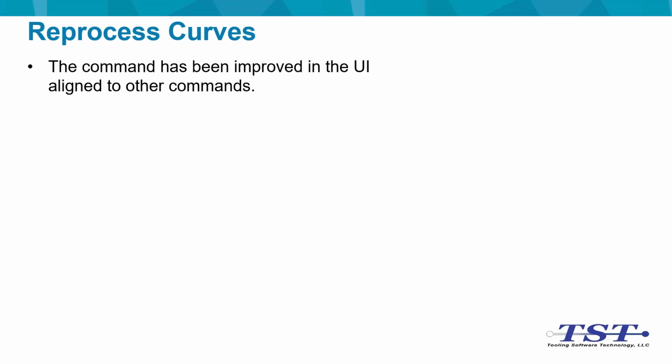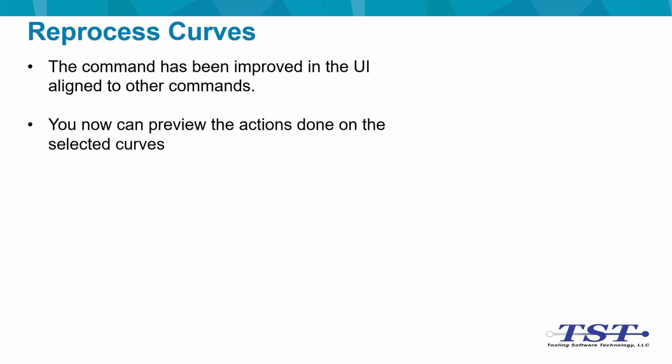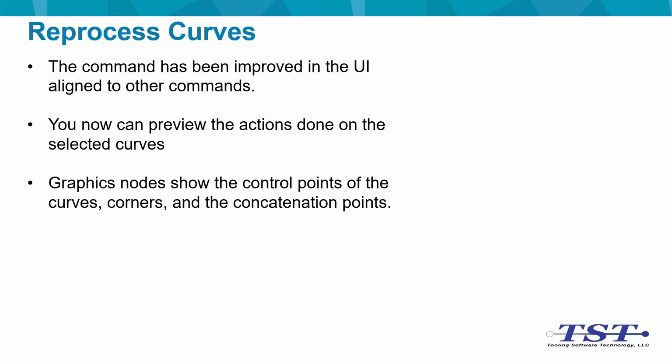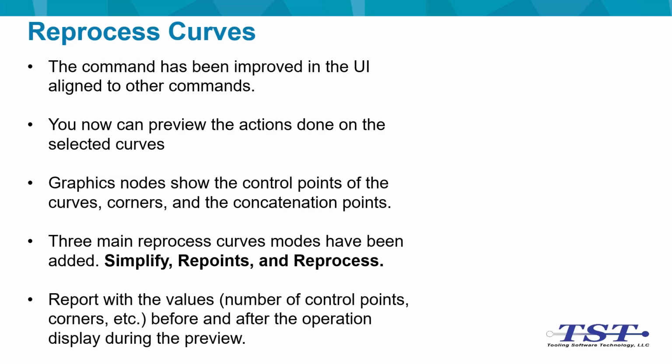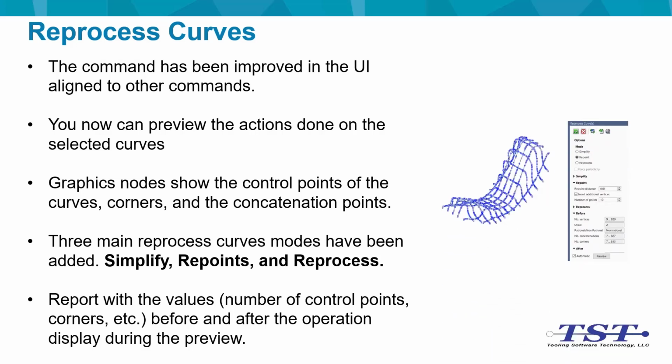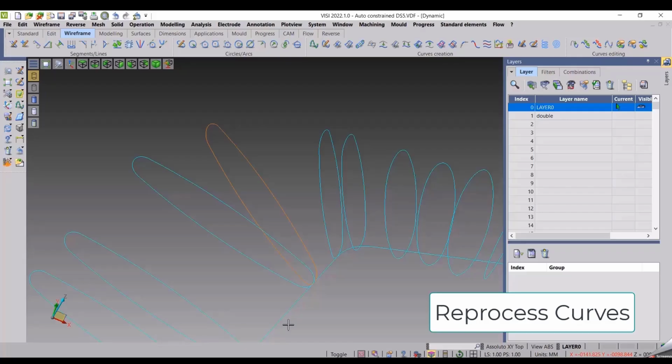Reprocess curves. The command has been improved with a new user interface. You can now preview actions and select the curves. The graphic nodes and control points have been upgraded as well, such as curves, corners, concatenation points, etc. And there are 3 new options within here. Reprocess curves has been modified to add simplify, repoints, and reprocess. And you can report values, number of control points, before and after the operation have been done. So you can see the dialog box looks just like other dialog boxes as well. There's a preview option, there's a checkbox to confirm or cancel.